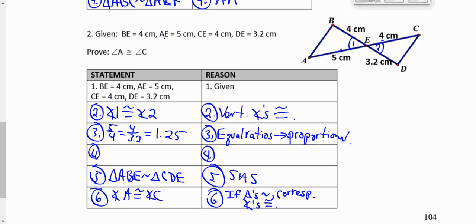So let's replace these, right? So 5 would be AE over CE, right? Equals, and the other 4 was what? BE over DE. So what did we do to be able to justify this? What justifies going from these numbers to the actual segment names? What did we do? Things are equal, right? So what do we do? Substitution, right? So I'm just going to say substitution.